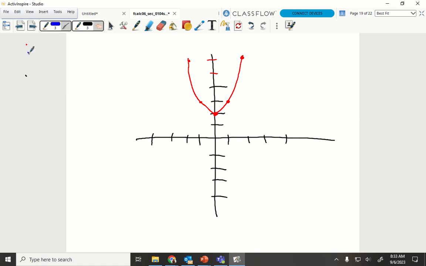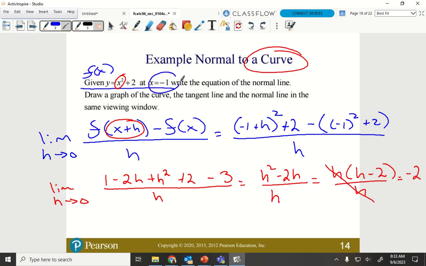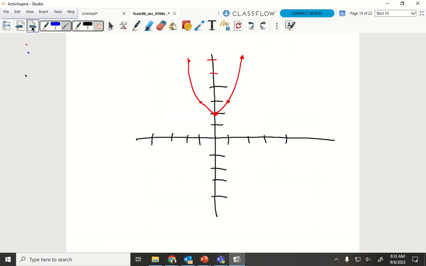Now, let's go back. When x is -1, the slope of the line at that point is negative. Very good. So the slope of the tangent line, because the tangent line touches the curve at a single point, is -2. Okay, so now let's find the equation of the tangent.